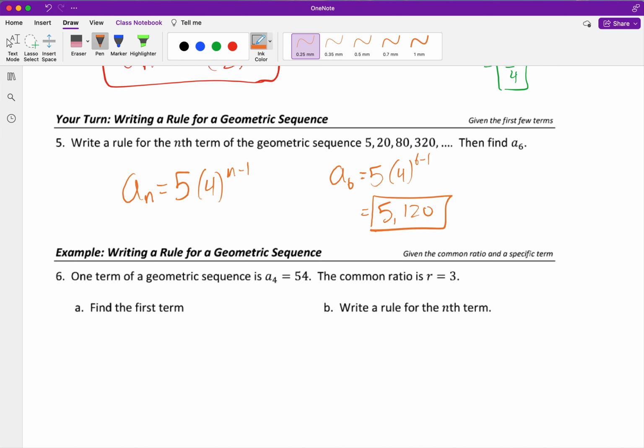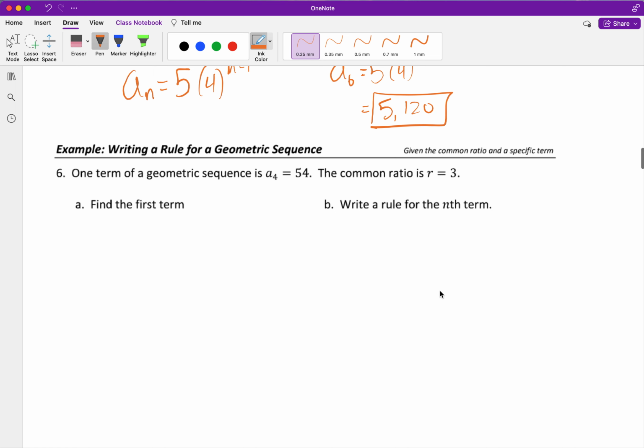5120. Alrighty, let us write a rule now when we're given a random term, so A4 equals 54, and our common ratio, which is 3 this time around. So in order to write the rule, we need to know what the first term is. So that's what we're going to do. And I want to remind you, you can't brute force this. We can't just take 54 and divide by 3 over and over until we figure out what the first term is.